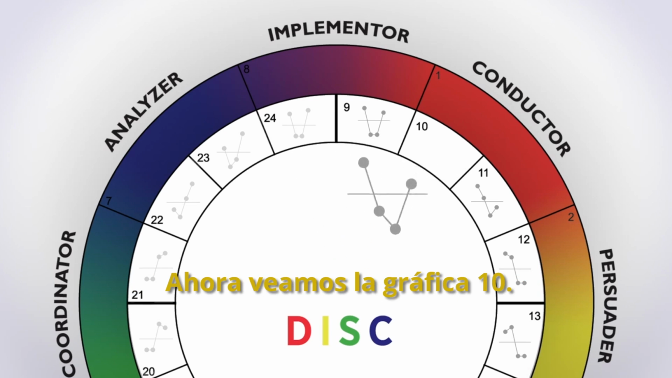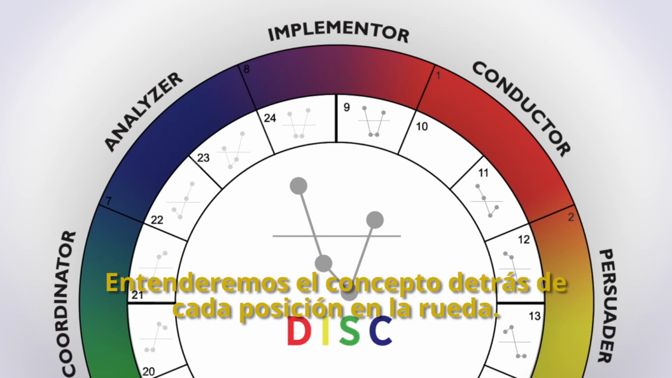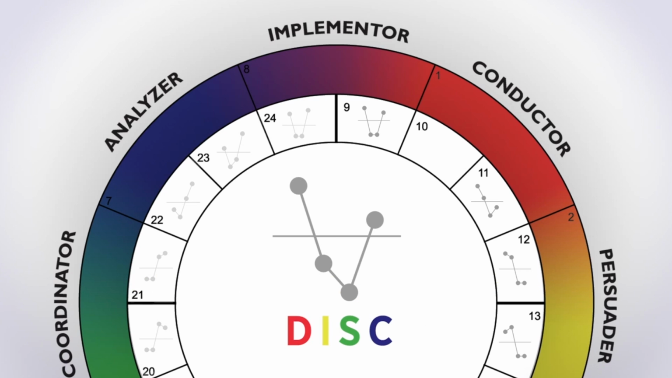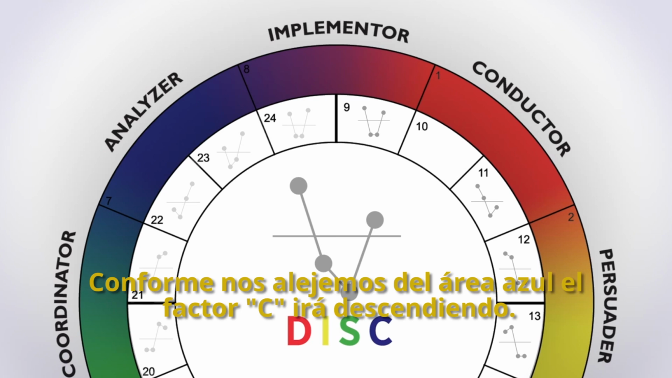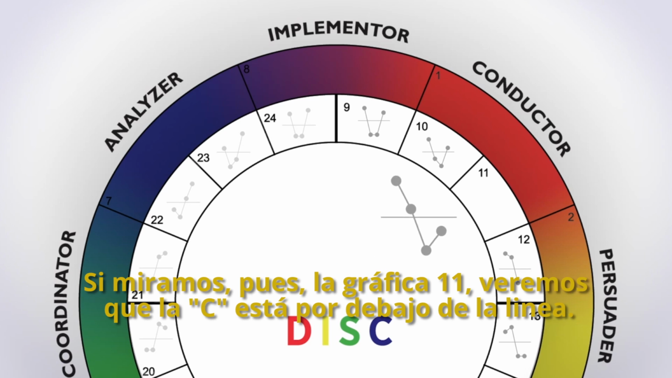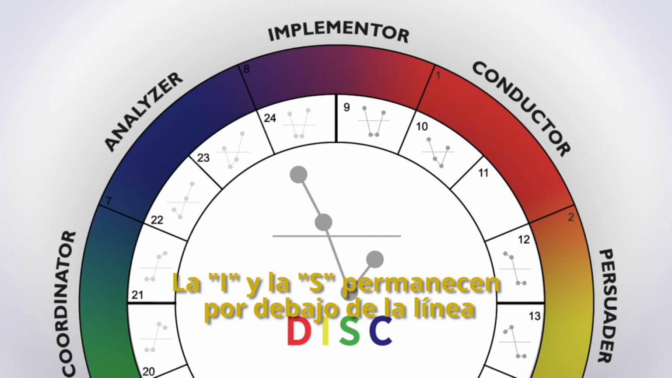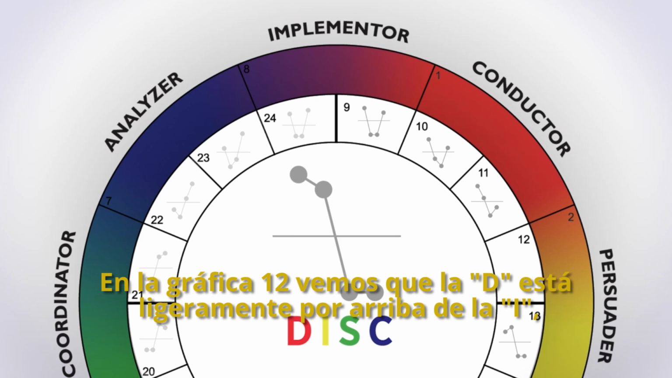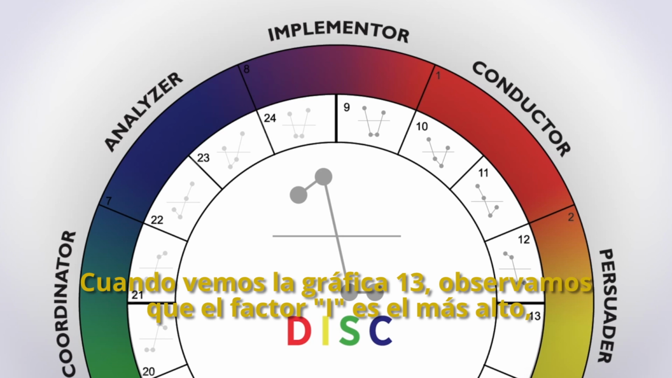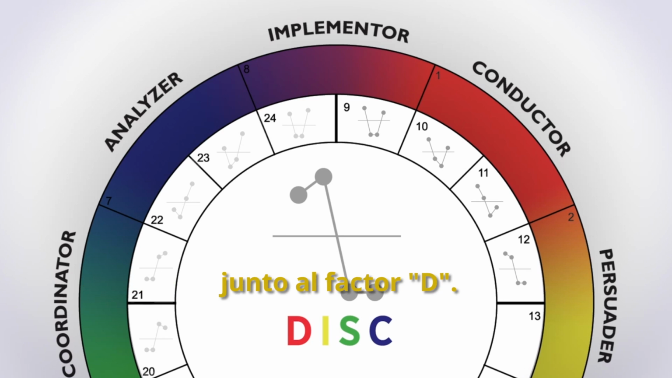But now let's go look at 10, and we'll start to see a little concept here. The D is staying about the same, and the C is lowering. As we move away, the C is going down and the D is staying about the same. Then as we look at 11, the C drops below the midline, and now we're starting to increase the I while still maintaining the low S. And then on 12, you'll see that the D is slightly above the I. The S and C are about equal. And then when we get to 13, all of a sudden the I is highest with the D.